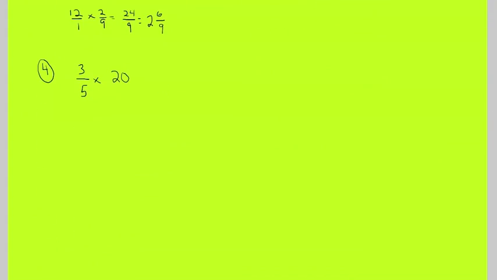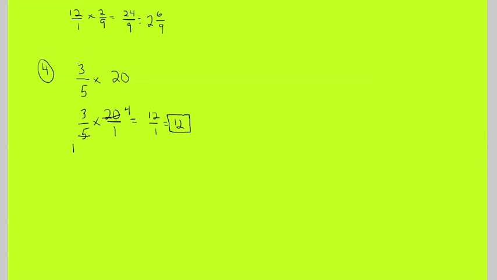One last example. We have 3/5 times 20. Again, we'll write that as 3 over 5 times 20 over 1. And if we check this out, we can cross simplify here. The 5 and the 20 share a common factor of 5. So 5 goes into itself once, 5 goes into 20 4 times. So multiply straight across, we have 12 over 1, which equals 12.